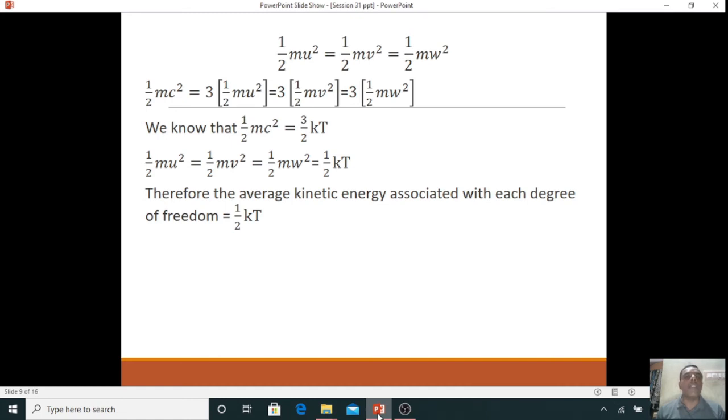We know that half mc square is equal to 3 by 2 kT. Therefore, half m u square is equal to half m v square is equal to half m w square is equal to half kT. Hence, the average kinetic energy associated with each degree of freedom is half kT.